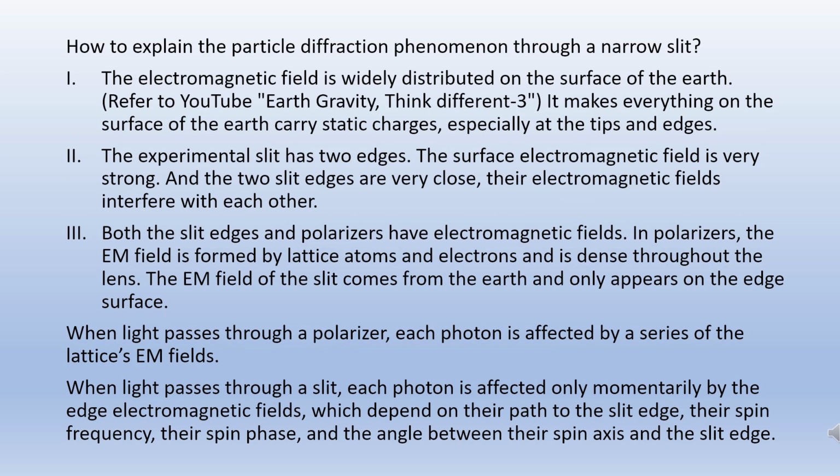How to explain the particle diffraction phenomenon through a narrow slit? The electromagnetic field is widely distributed on the surface of the Earth. It makes everything on the surface of the Earth carry static charges, especially at the tips and edges. The experimental slit has 2 edges. The surface electromagnetic field is very strong, and the 2 slit edges are very close, so their electromagnetic fields interfere with each other.